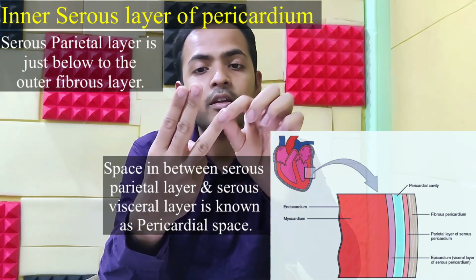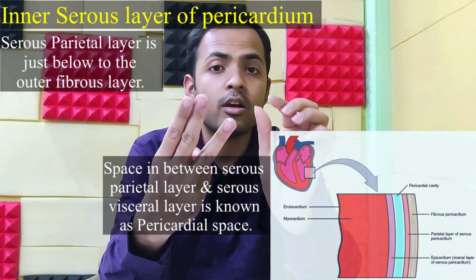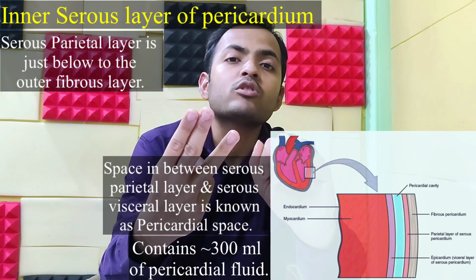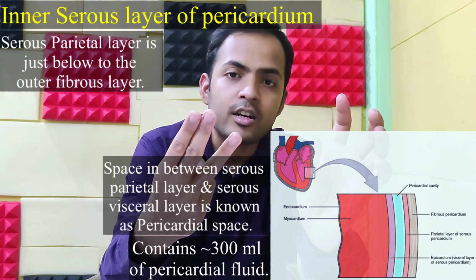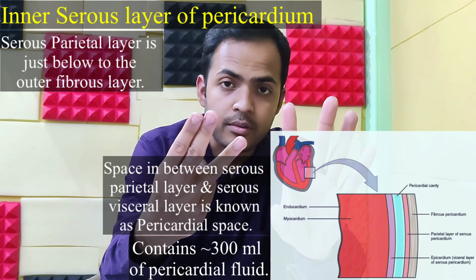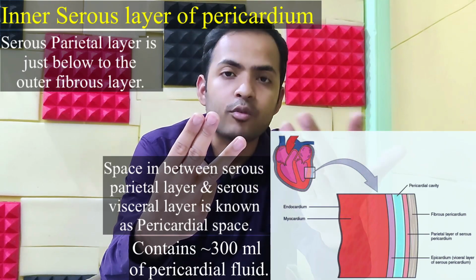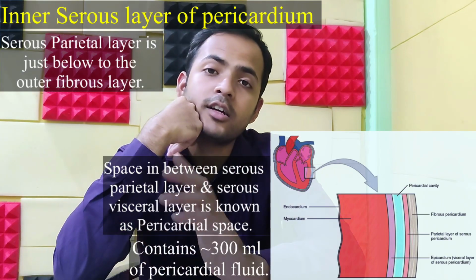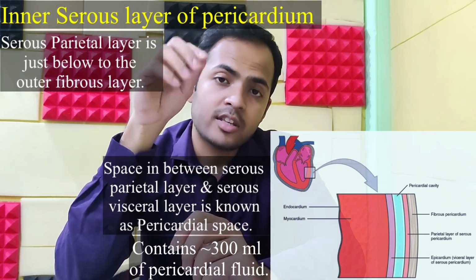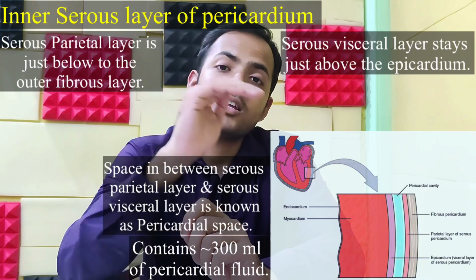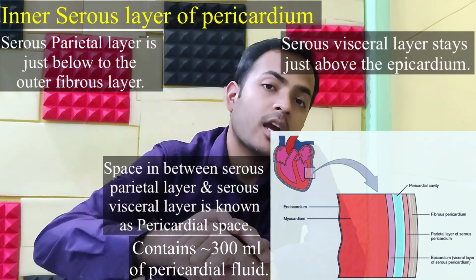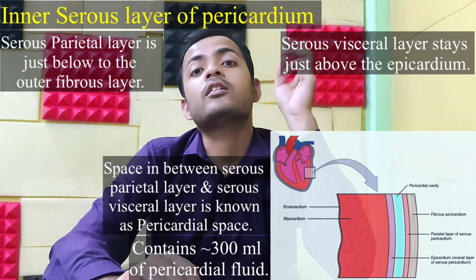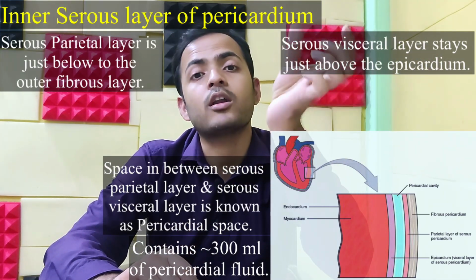Now this space is known as the actual or proper pericardial space, which contains almost 300 ml of serous fluid, or you can say pericardial fluid, because it is in the pericardial space. Common sense. And as I said, the serous visceral layer stays just above the epicardium. What is epicardium? I told you in my earlier videos that the heart has 3 layers: endocardium, myocardium, epicardium.